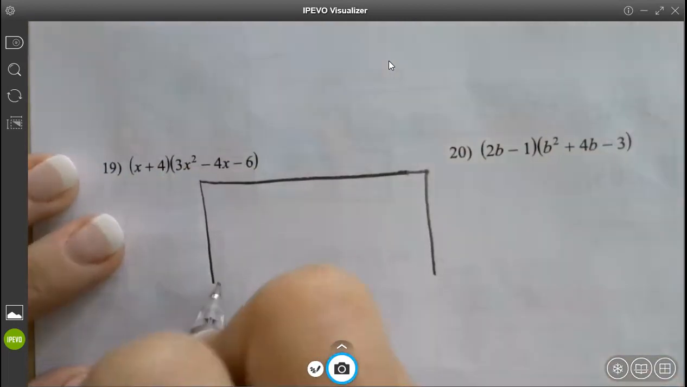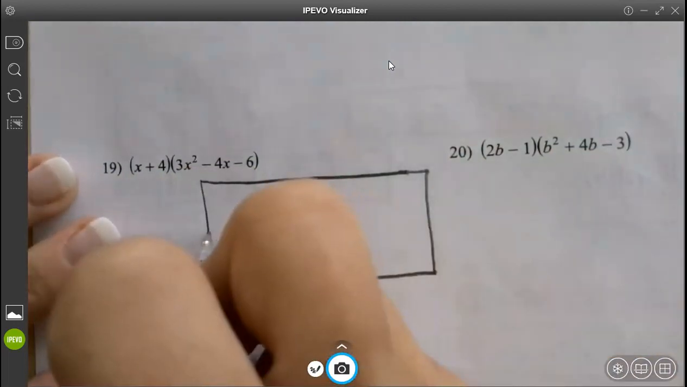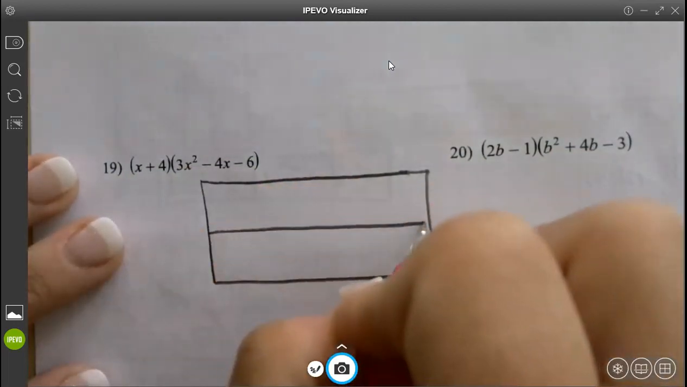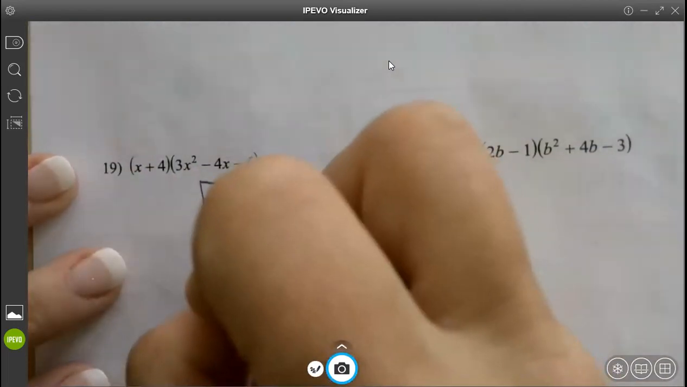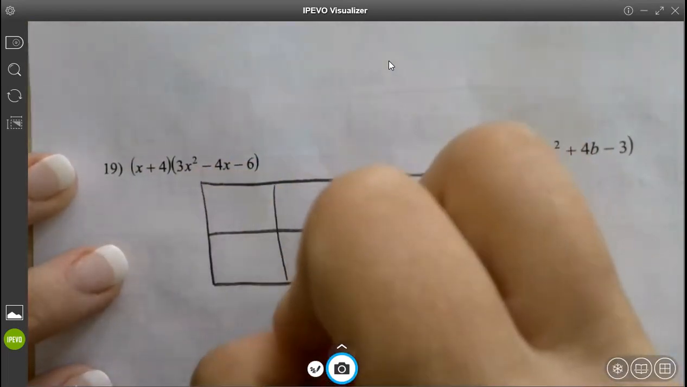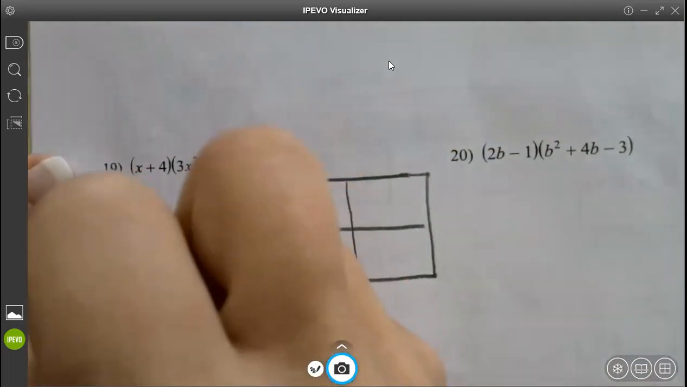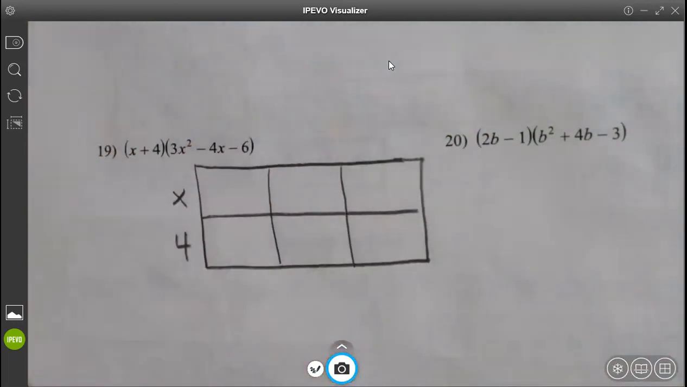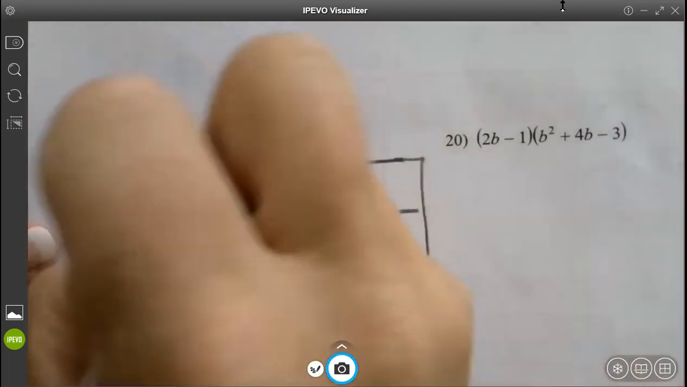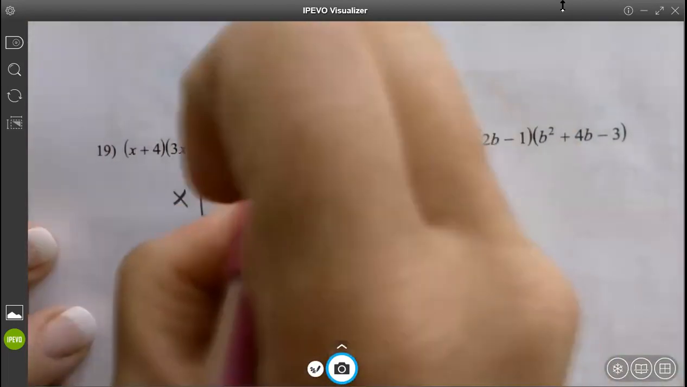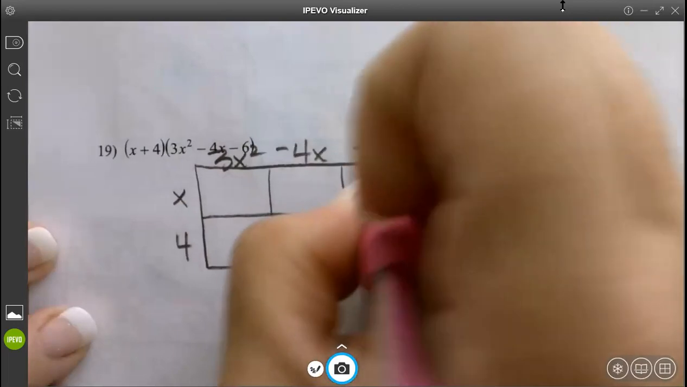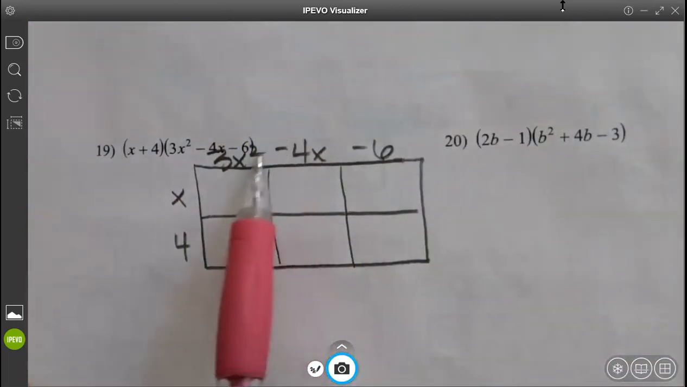So I'm going to make my box a little bit longer because in the front there's 2 terms. So there's my 2. But in the back there's 3 terms. So we had an x and a 4. And you can make your box tall too. You don't have to make it this way. Okay, so I like to make it horizontal. If you want to make it vertical, that's fine. We have a 3x squared, a negative 4x, and a negative 6. That's 3x squared. Sorry, I mushed it in there.